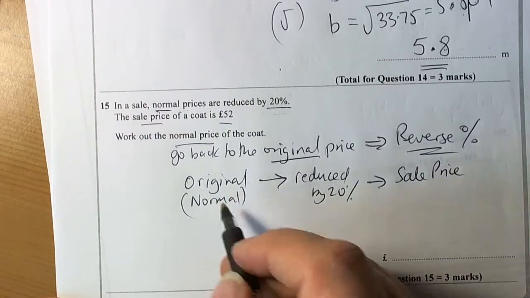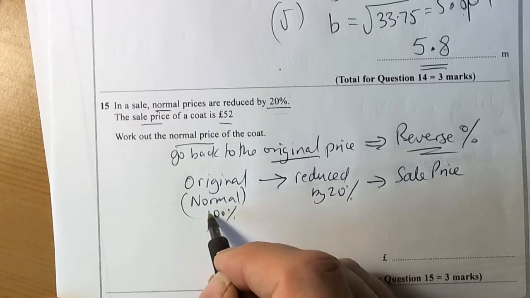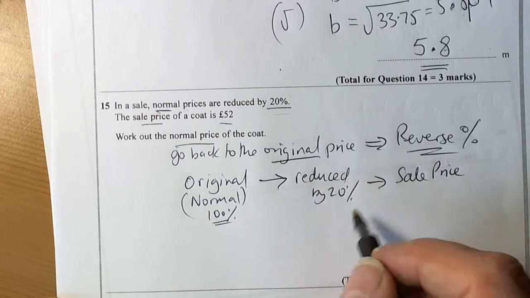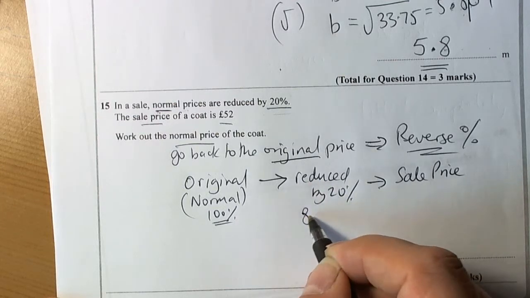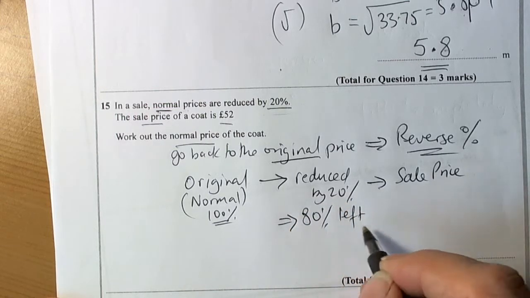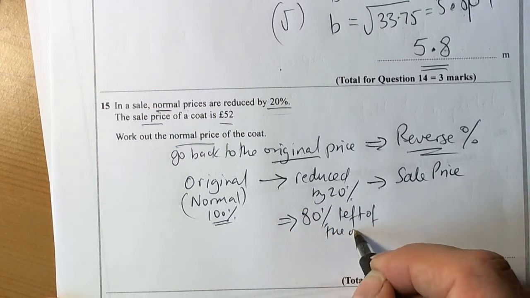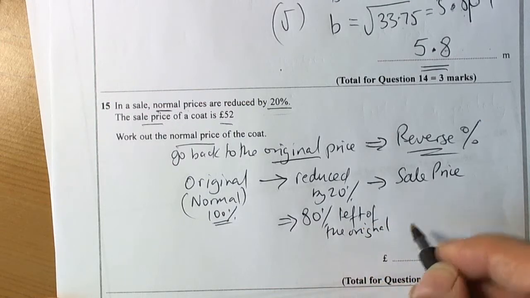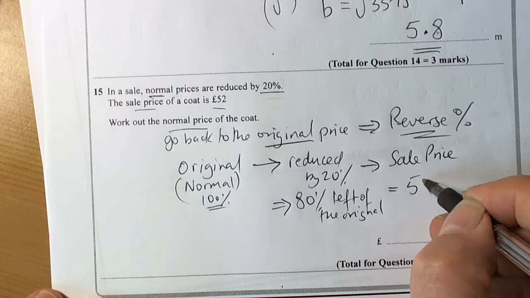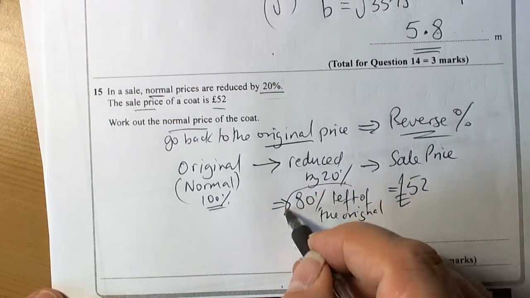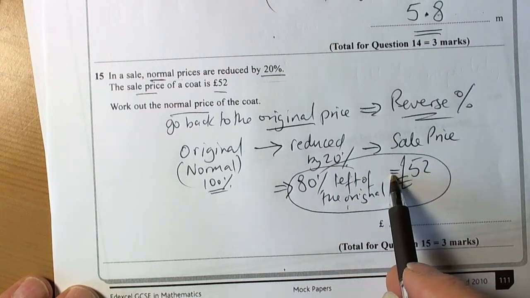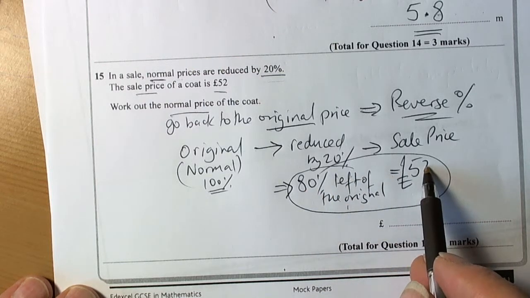Well, the original price is always 100% of what you had, the original thing, 100%. We've reduced by 20%. So what we've got to remember is that that means that we've got 80% left of the original. So that must equal the sale price, which was £52. So the key to this is to recognise that 80% of the original price is worth £52.